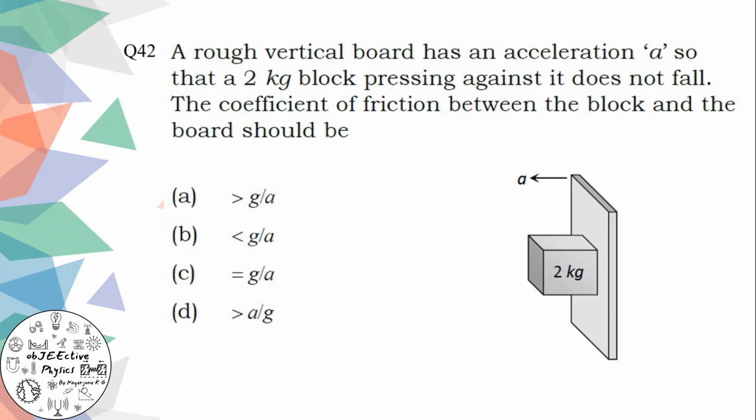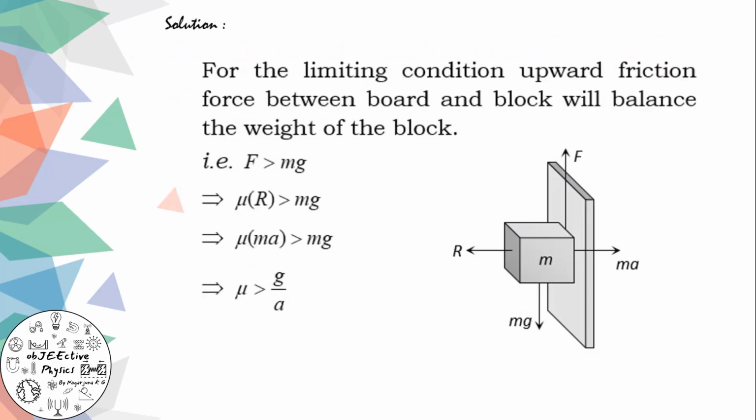42nd question. A rough vertical board has an acceleration small a so that a 2 kg block pressing against it does not fall. The coefficient of friction between the block and the board should be. Solution: for the limiting condition, upward friction force between board and block will balance the weight of the block. Force is acting vertically upwards, weight is acting vertically downwards, so body is at rest. That is, F is greater than or equal to mg. Mu into R is greater than mg, or mu into ma is greater than mg, because in the diagram R is equal to ma, normal reaction. Therefore, mu is greater than g by a.